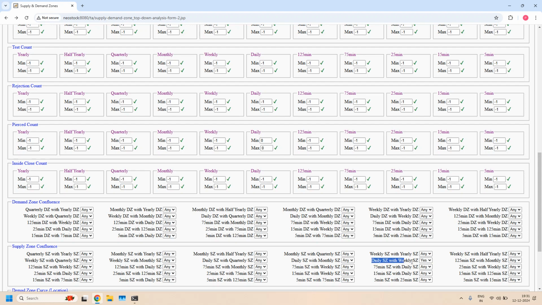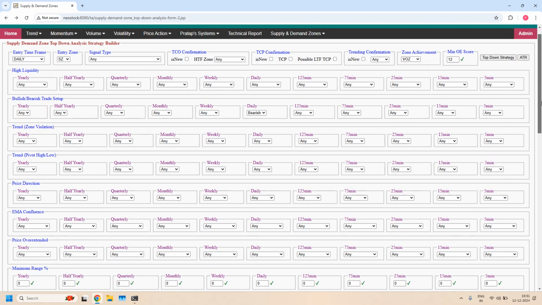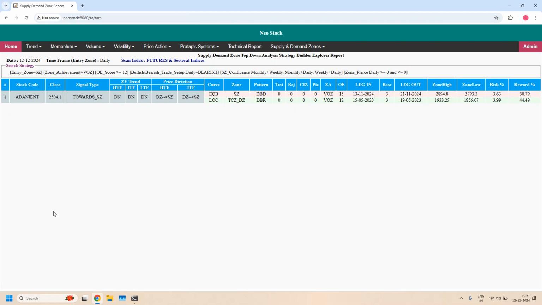3 filters we have to set. First filter is daily and weekly, already enabled. Second filter is daily supply zone with monthly supply zone confluence. Third filter is weekly supply zone with monthly supply zone confluence. With all the 3 filters, LTF, ITF, HTF supply zone confluence, we got only 1 stock.